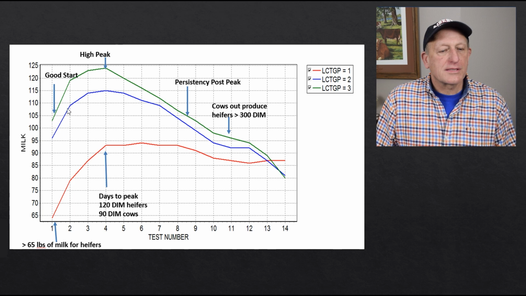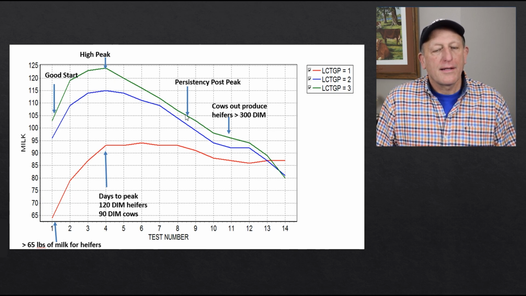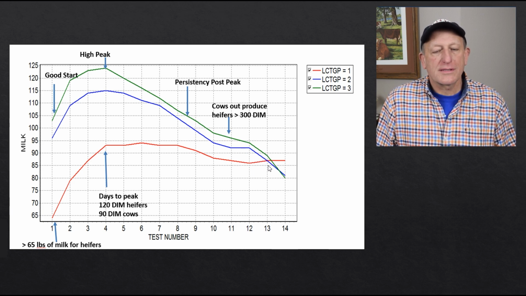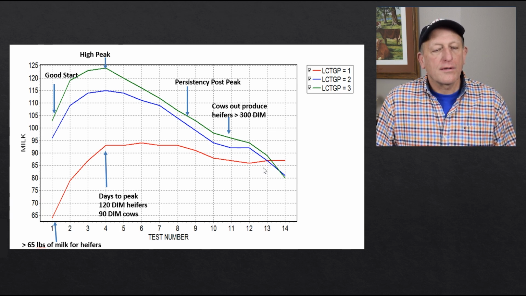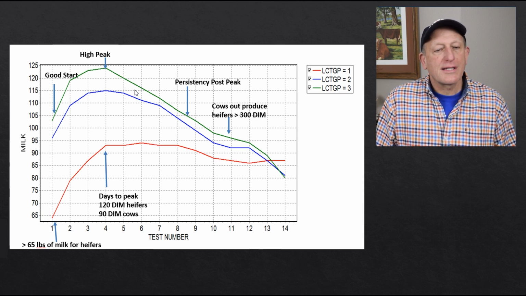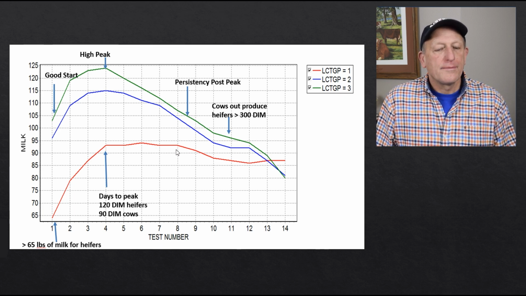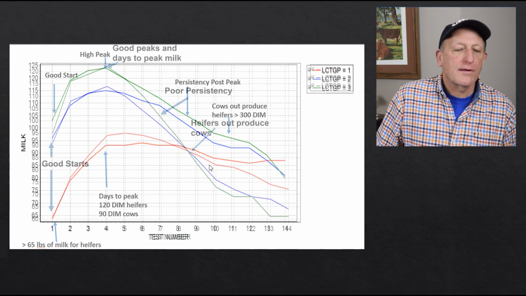They have excellent starts, good peak milk, and if you look at post peak, they have excellent persistency. They don't intersect the heifers until they're over 360 days in milk. And so one rule of thumb is, for good persistency, the cows should always outproduce the heifers. So let's look at another herd.